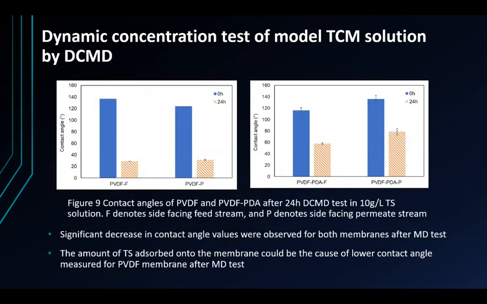We conducted a contact angle measurement on both the membranes from the dynamic concentration test. Both membranes showed a drastic reduction in the contact angle, but the PDA coated membrane had higher contact angle values. We suspected that the rate of TS absorption might be lower in the PDA coated membrane.